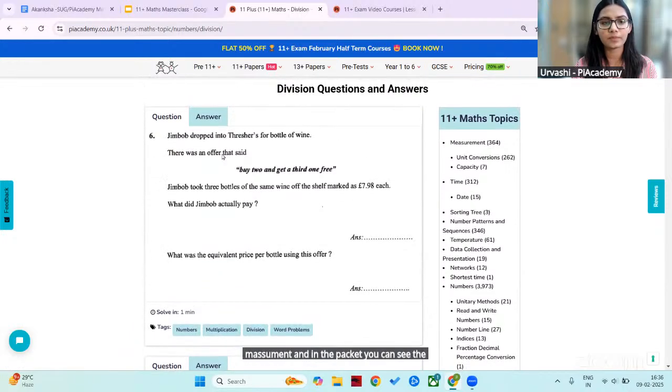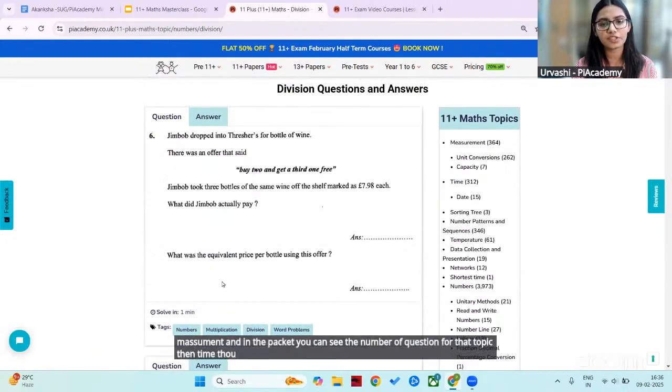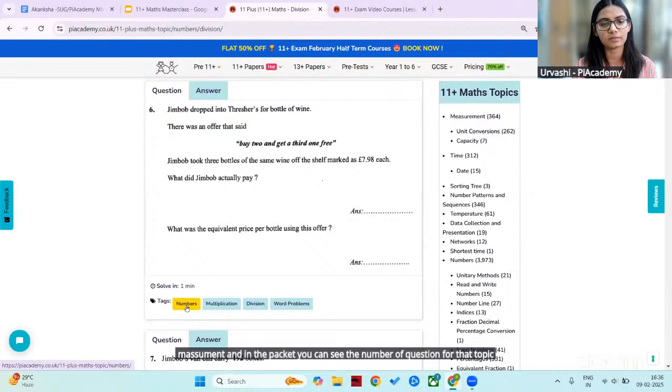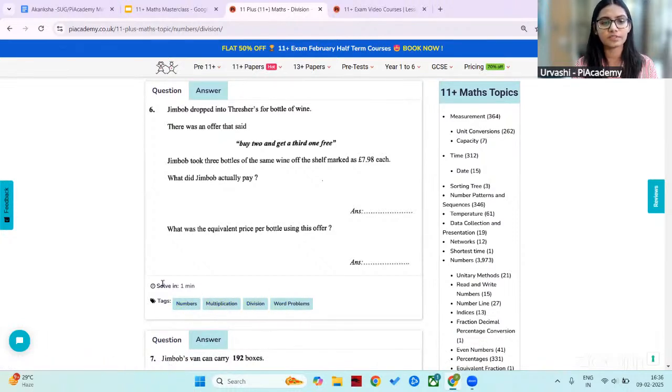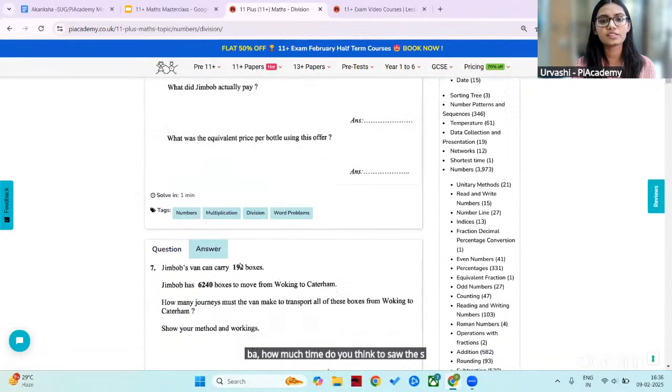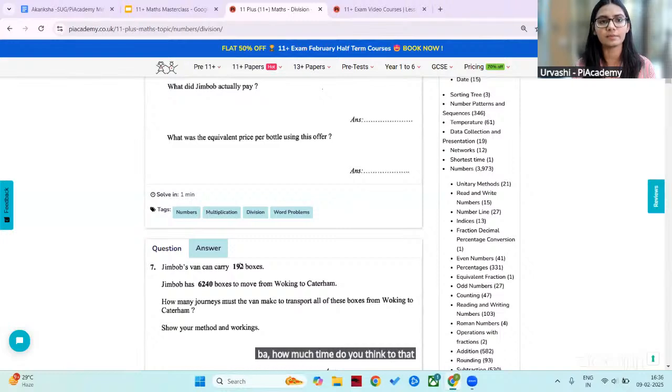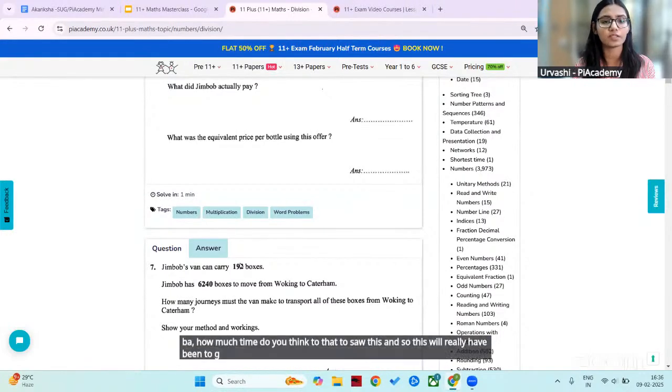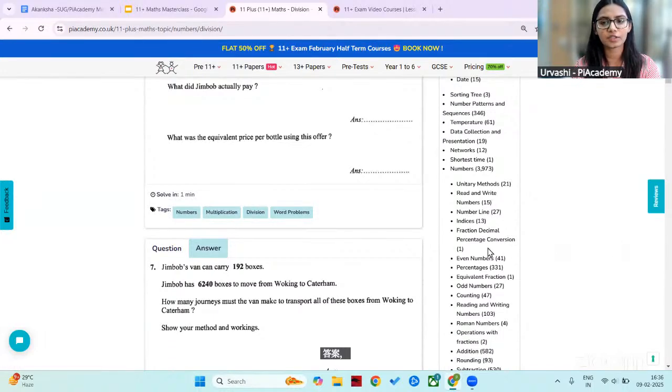And apart from that, on every question as well, you would see which type of question it is, and how much time your child needs to take to solve it in. So this will really help to get a personalized overview of what your child's strengths and weaknesses are. I hope that answers your question, Sasha.